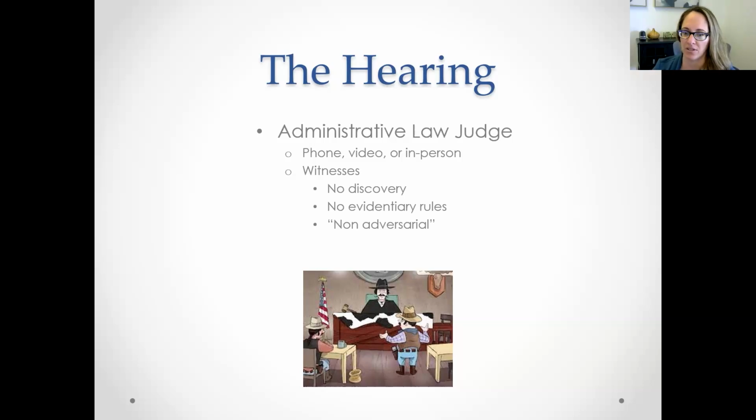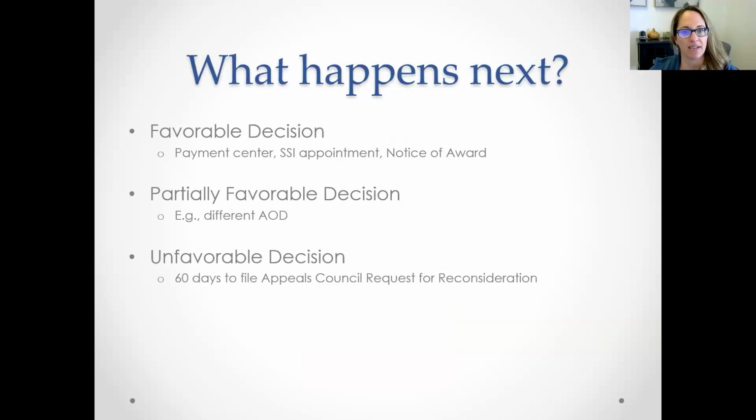But other than these special rules that Social Security is governed by, we are not governed by the typical evidentiary rules that maybe the superior court has to follow. What happens next? So you go to hearing. There's a few options, and you get a decision.